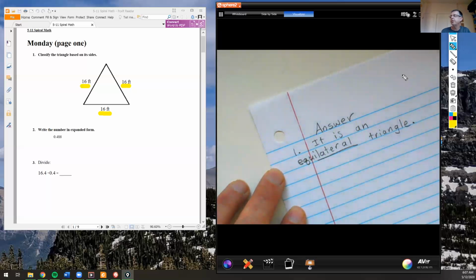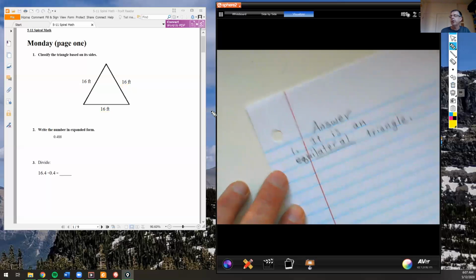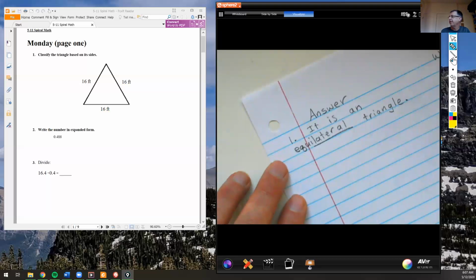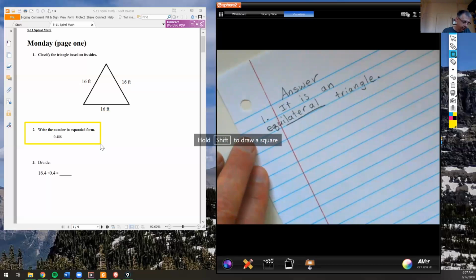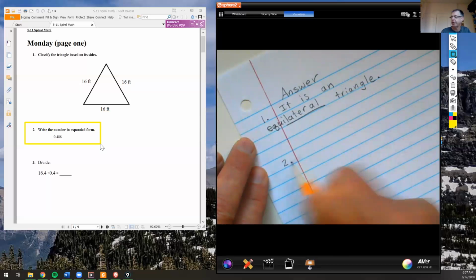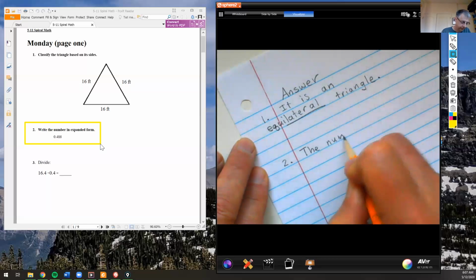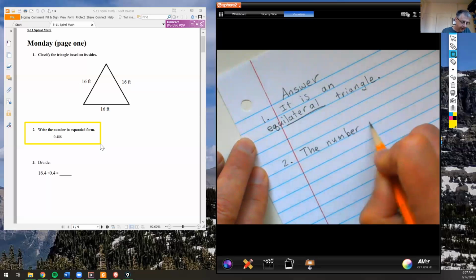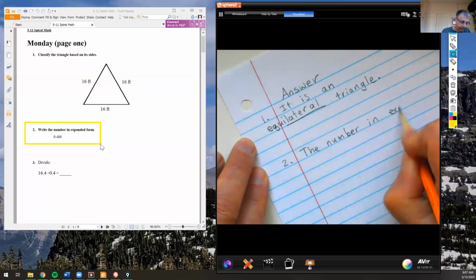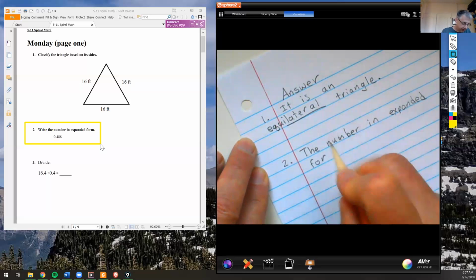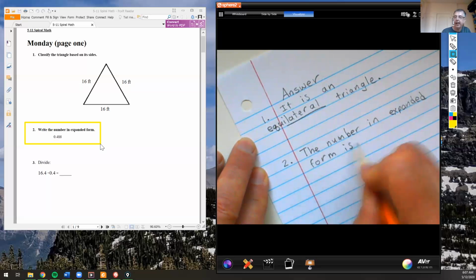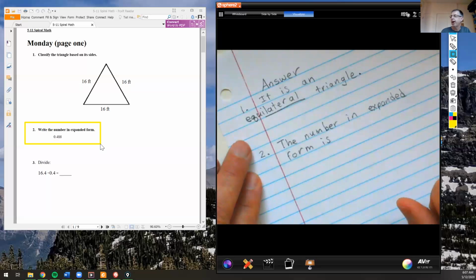All right, great. Now let's move on down to number two. We're going to write the number in expanded form. So we're going to take a look at our number right here. It's 0 and 488 thousandths. So I'm going to write it out as such. I'll write my answer sentence, the number in expanded form is, and I'll go ahead and write it on out.